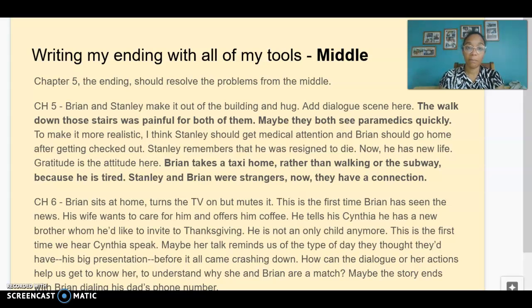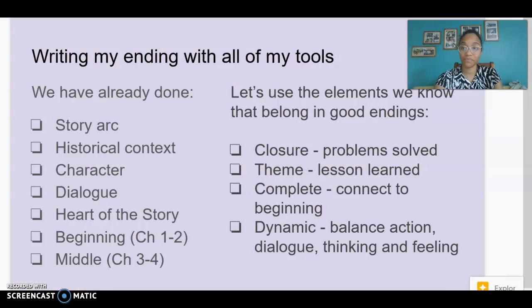And then I'm also going to add Brian taking a taxi home because obviously he's walked down dozens of flights of stairs. There's no way he can walk to the subway at this point. Adrenaline was really helping him when the crisis was there. But once he gets out of the building, I think he's going to realize how tired he is. And then another one of the problems was that Stanley was a stranger and Brian didn't really know what he needed or how to help him. But now they've made this connection and he has these tools.